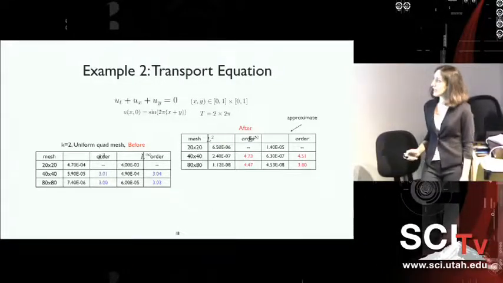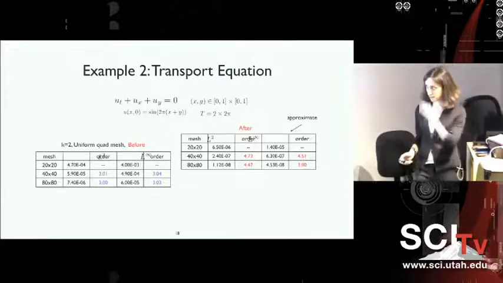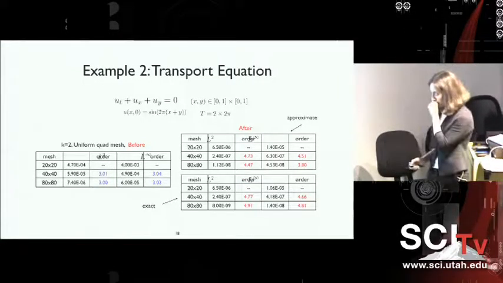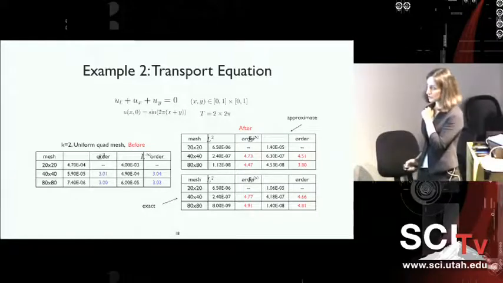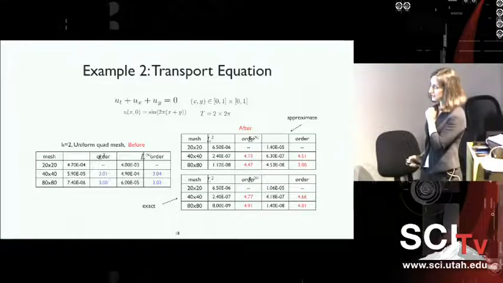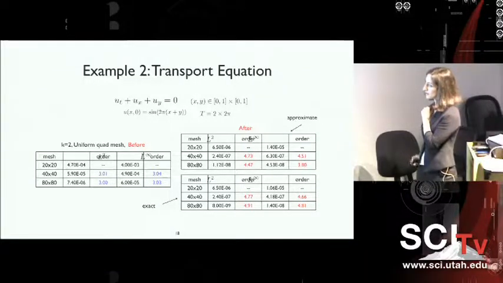In this table, I have the results after the application of the filter using the approximate quadrature approach. And as you can see, the errors are lower and the order of convergence is higher than before the application of the filter. Here are the results with the exact quadrature approach. As you can see, the results in these tables are comparable. The order of convergence in the exact approach is a little higher compared to the approximate quadrature approach, but they are still comparable.